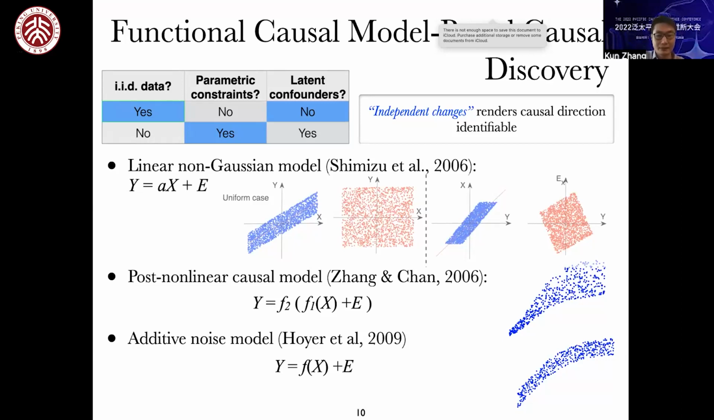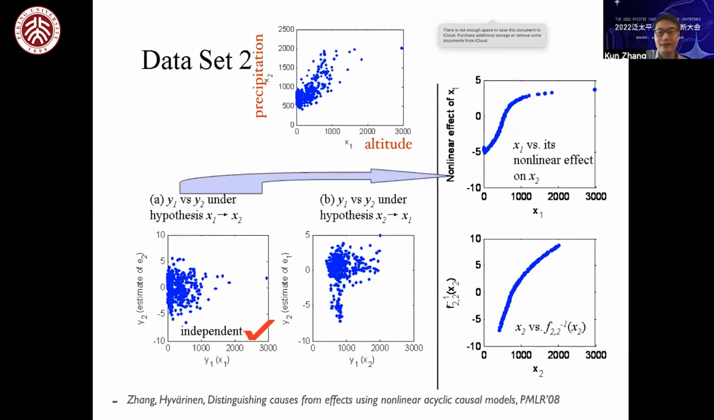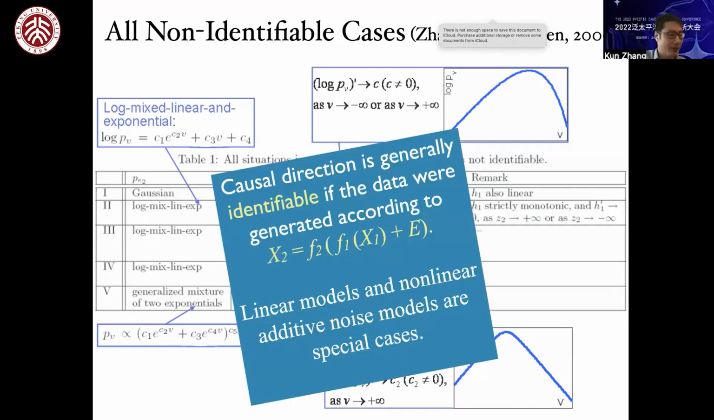The same thing happens with nonlinear models, as you can see from here. The post-nonlinear model is rather flexible, but we can still distinguish between cause and effect by making use of this model. Actually, there are only 5 situations in which cause and effect are symmetric, and those 5 situations are very specific. So we can say, generally speaking, even if we don't have temporal information, we can still distinguish between cause and effect for data generated by this very flexible model.